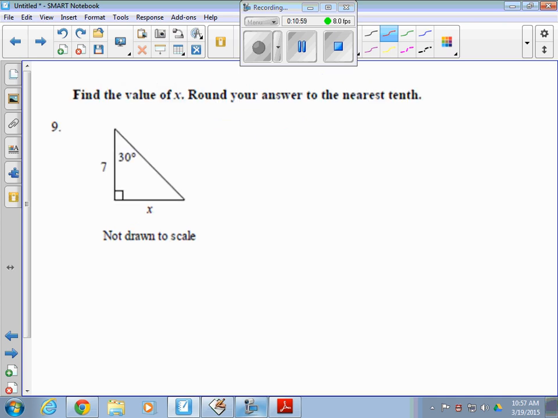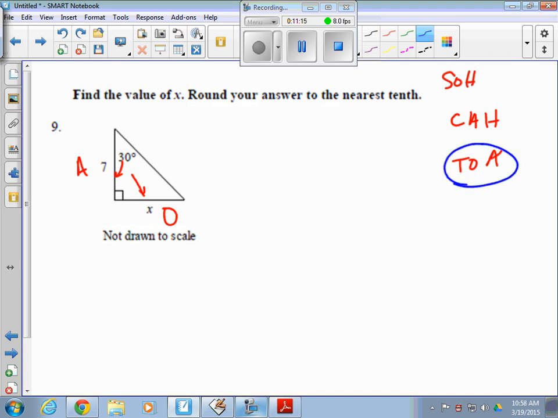Number 9 says find the value of x, round to the nearest tenth. You have an opposite and you have an adjacent. That's an O and an A. Remember, SOHCAHTOA. The one that deals with an opposite and an adjacent is this one.